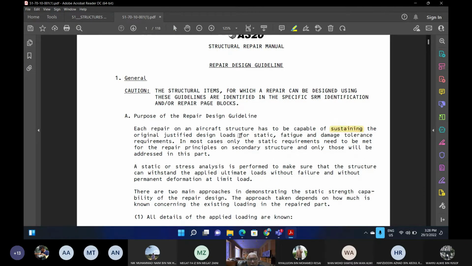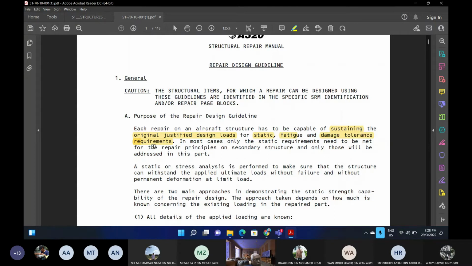Sustain original justified design load. For static, fatigue, damage tolerant requirement. Okay, means that sustain original.